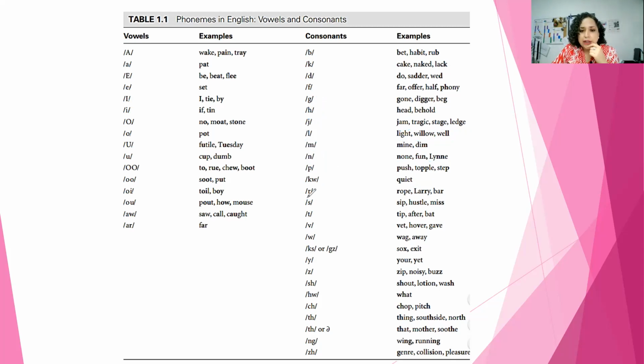So we have the S, and the sound is S: sip, hustle, miss. The sound for T is T: tip, after, but, to. The sound for V is different from B. B is only with your lips, but V requires your teeth to go with your lower lip. That sound, even if it sounds crazy, is vet, cover, gave. It makes a different sound from B.